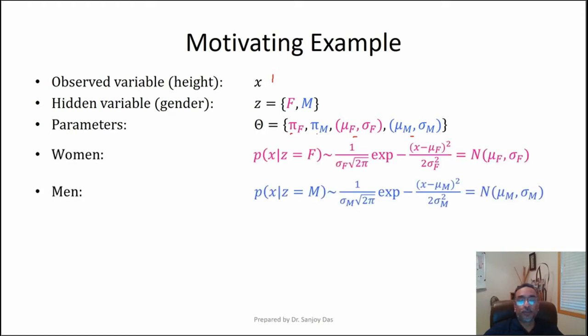And we assume Gaussian distributions. So the probability of height given female is this distribution, which is N(mu f, sigma f), and likewise the probability of the height given male, z equals male, is equal to this Gaussian distribution N(mu m, sigma m).